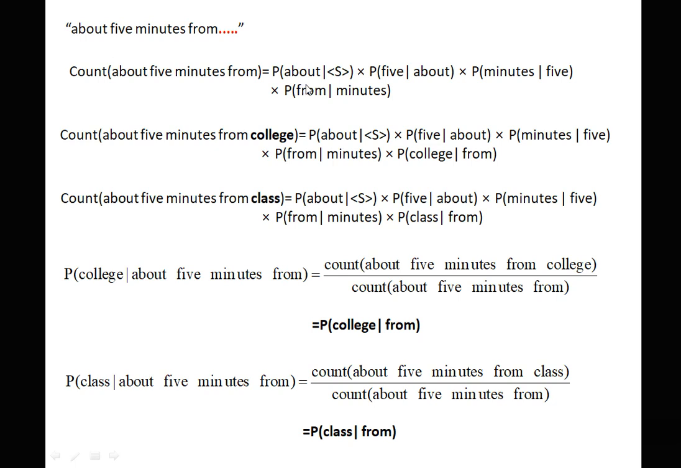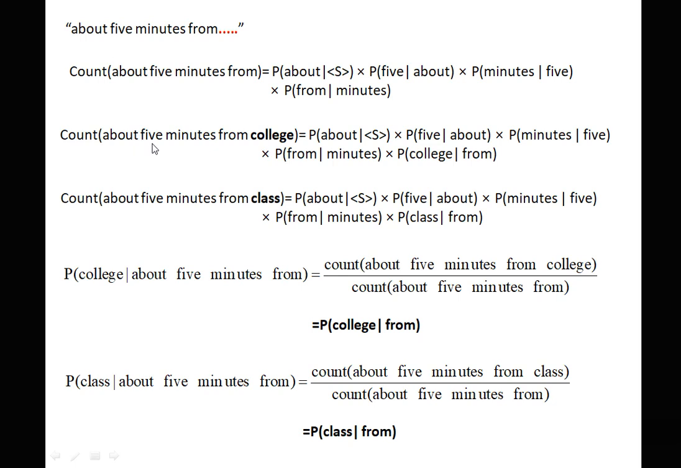Probability of about given the start of the sentence, that depends on only the previous one word. Probability of 5 given about, that is, 5 depends on about, the previous one word. Probability of minutes given 5. Probability of from given minutes. So this is the equation, and we write down the equation for the numerator.